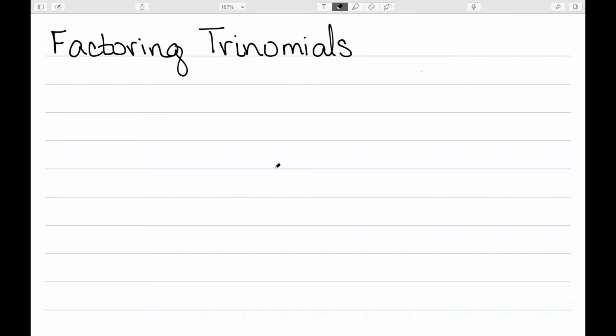I now want to move on to my next type of factoring, which is factoring trinomials. And we're going to start with looking at trinomials of this form, x squared plus bx plus c. So the coefficient of x squared is equal to 1.